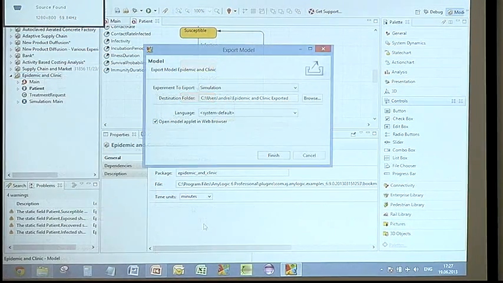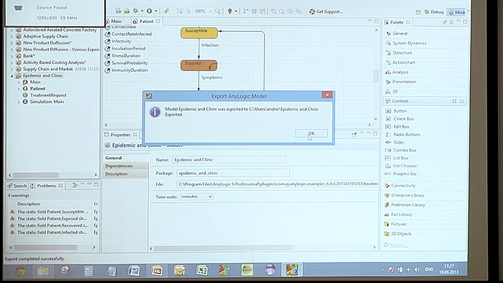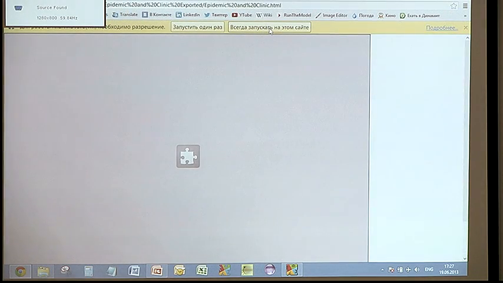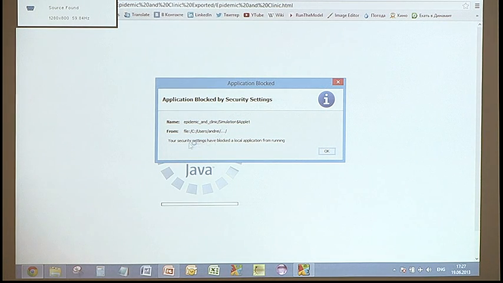Security settings. No, my security settings have blocked local applications from running. Sorry about this, but I should have tested this.